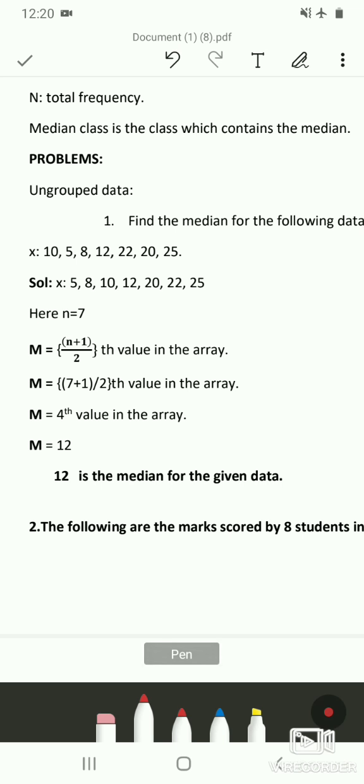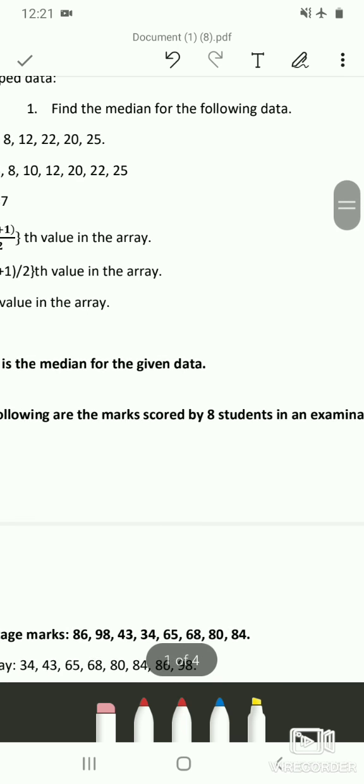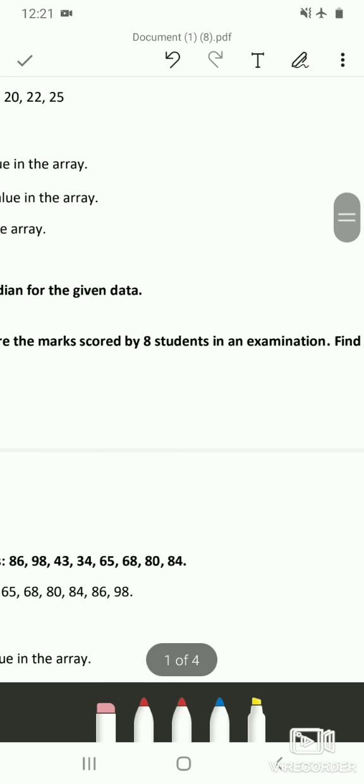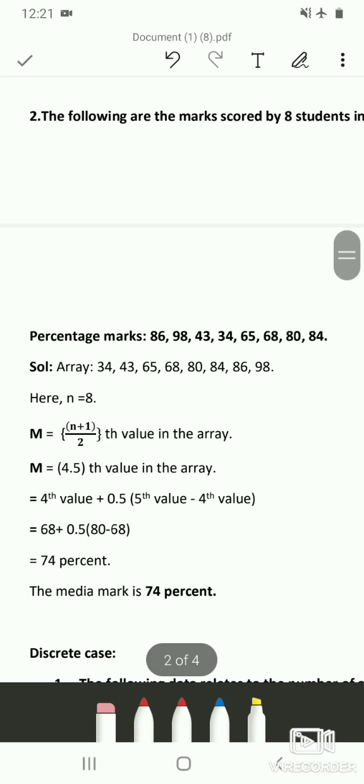Let me revise. For the given raw data you have to arrange it in an array, and then using the formula we can find out the median. Let's see another example. The following are the marks scored by 8 students in an examination. Find the median mark. The marks are 86, 98, 43, 34, 65, 68, 80 and 84.